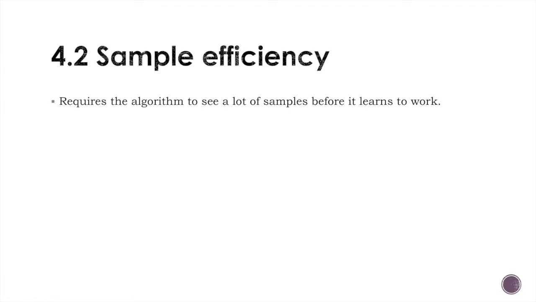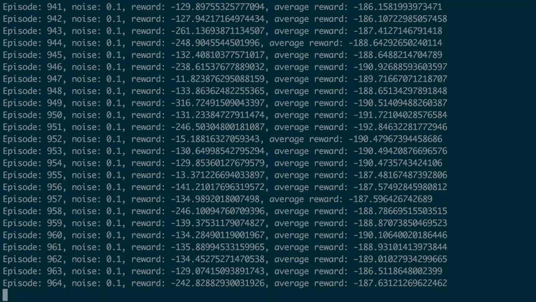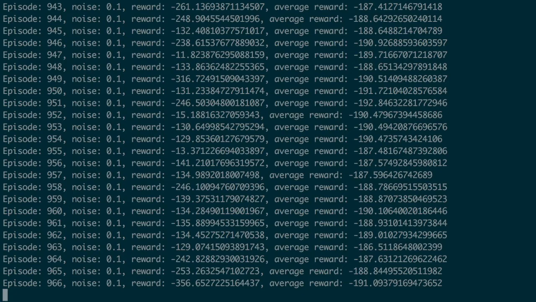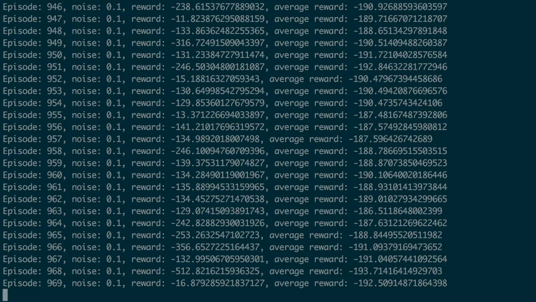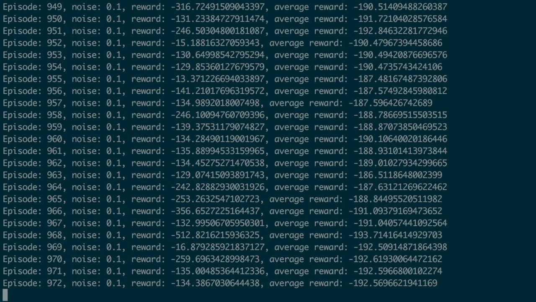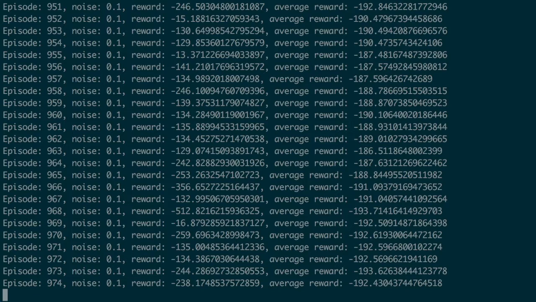So now let's empirically see how the instability and low sample efficiency occur in the NAF algorithm. We still use the pendulum environment in this experiment. We set the training process as 1,000 episodes. We expected to get a high and stable accumulated return at the end of the training process. Now let's see what kind of results each episode achieved.